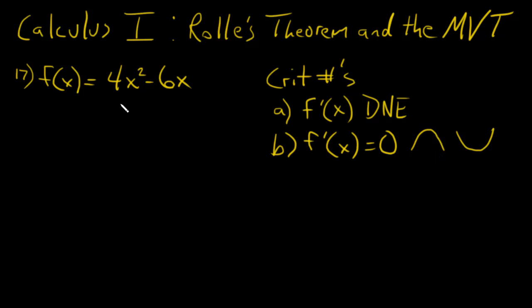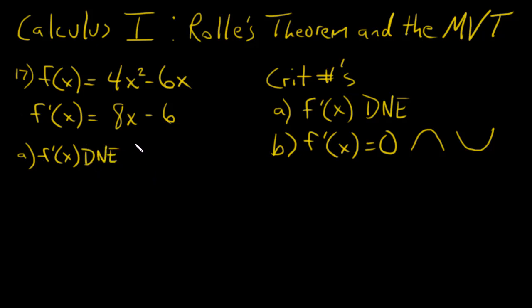So here we go. Let's see what the critical numbers are. If I look at f of x is equal to this, let's look at f prime of x then. F prime of x is going to be 8x minus 6. Okay? So for critical numbers, part A, f prime of x does not exist. Are there any values that this function is discontinuous on? And the answer is no. There are no discontinuities for the derivative.